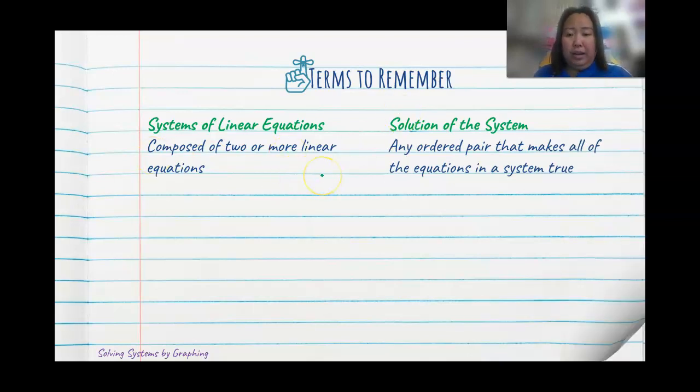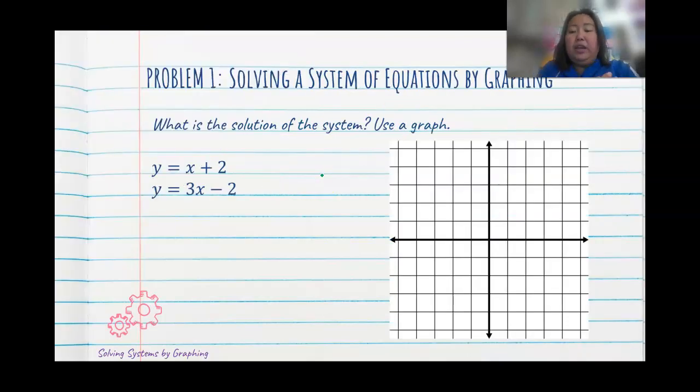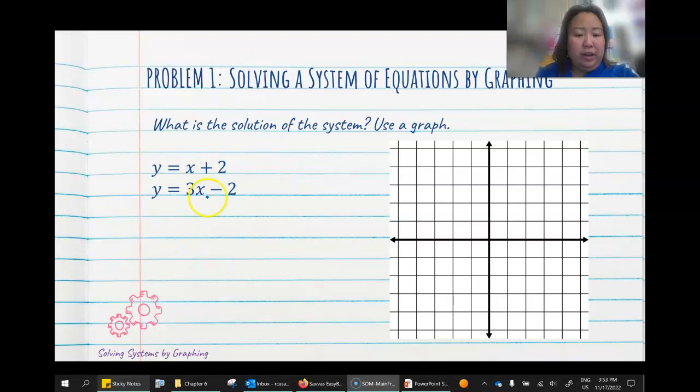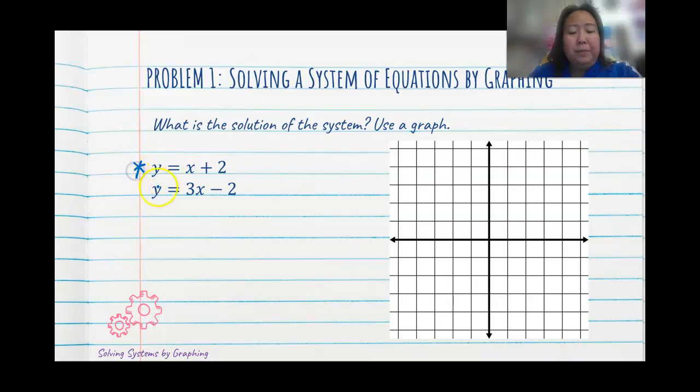And so let's have an example here, all right? As you can see, we have two equations here. y is equal to x plus 2, and the other one is y is equal to 3x minus 2. So the first thing that we have to do is make sure that we graph each line, all right? Let's use blue for this line here, and I will use red on the second line, okay?